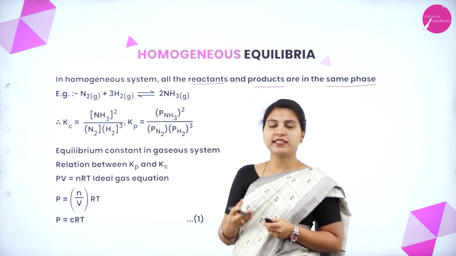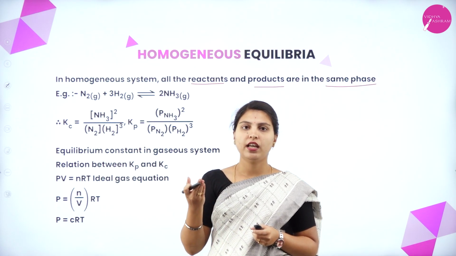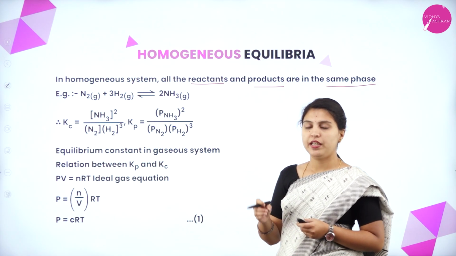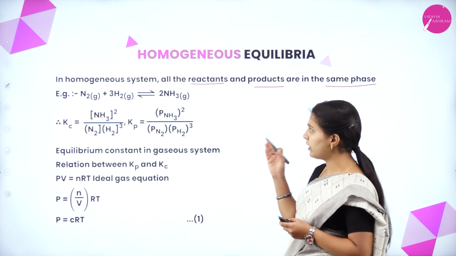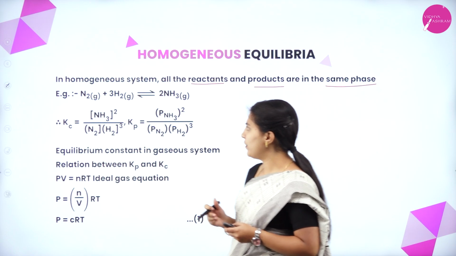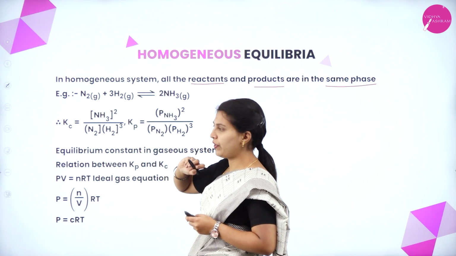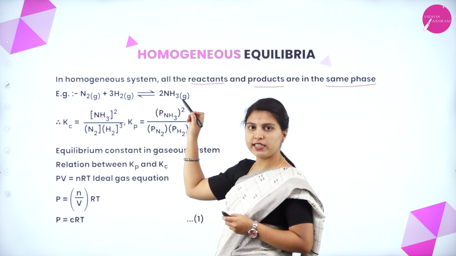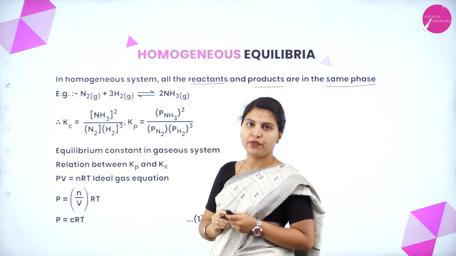If the reactant is in gaseous phase, the product is also in gaseous phase. If the reactant is in solid phase, the product will also be in solid phase. If the reactant and product are in the same phase, that system is considered a homogeneous system. We'll see one example. See here, nitrogen is in gaseous phase and hydrogen is also in gaseous phase. The ammonia that is formed is also in gaseous phase.